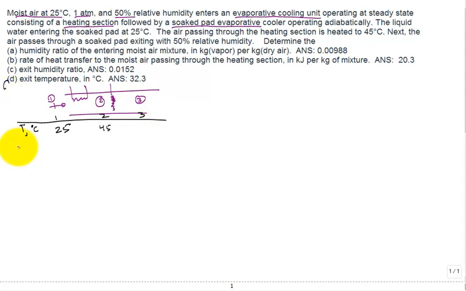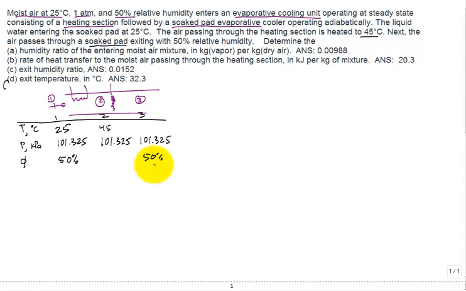Okay. But we are given the total pressure in atm. We can convert it to kPa, 101.325. And there's no information about it changing, so we're going to assume it's the same total pressure going through. Okay. And we are given the information that the relative humidity is 50% at state 1, and then after it's heated it gets to 45 degrees C, and then it passes through that soaked pad, it's back up to 50% relative humidity at state 3.